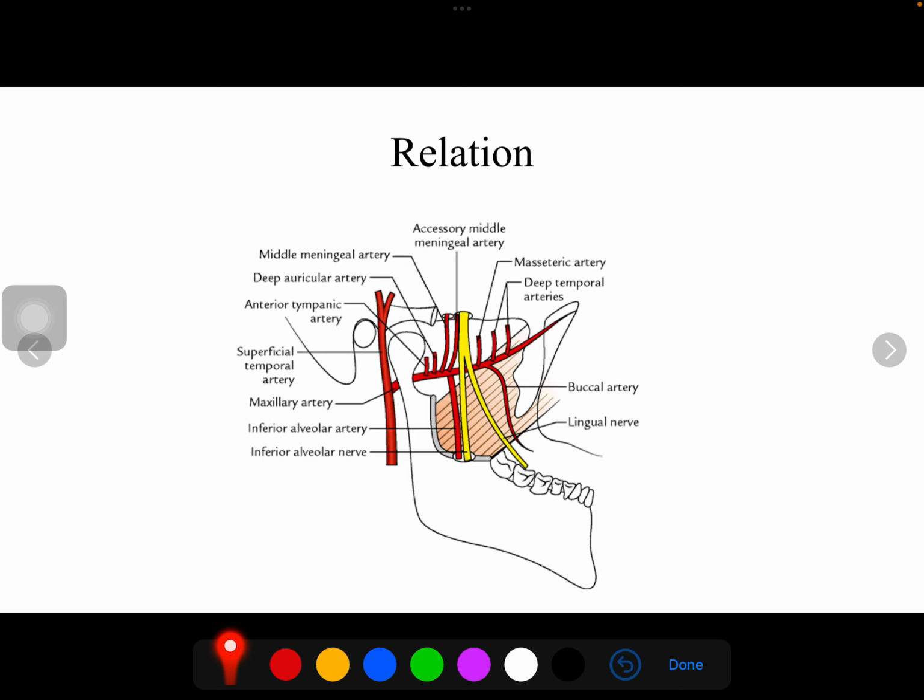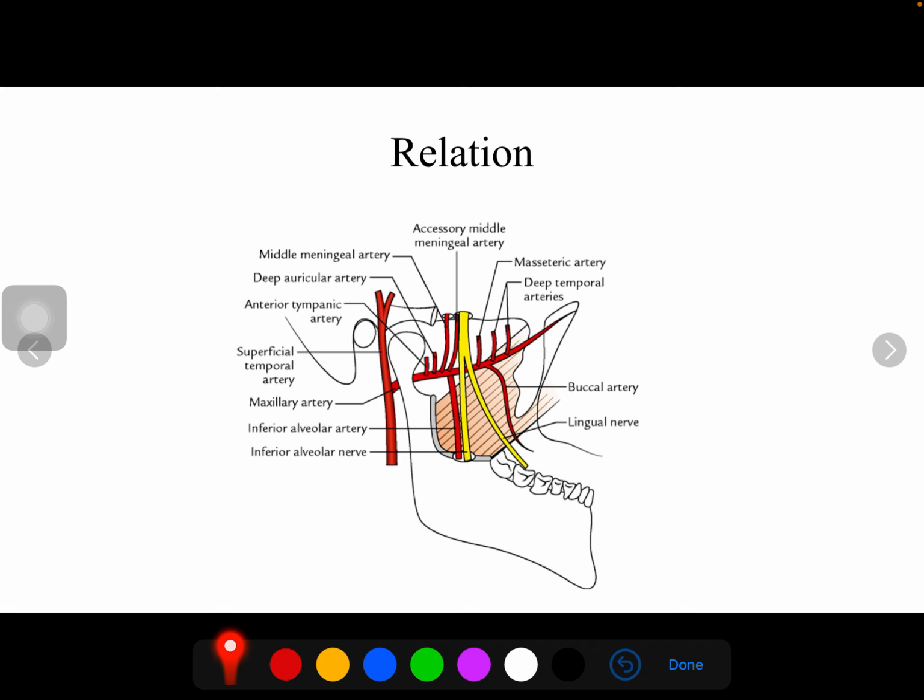The next one, relation. It has two relations, superficial and deep relation. The superficial surface of the medial pterygoid muscle is related by the lingual nerve, inferior alveolar nerve, inferior alveolar vessels. The deeper part of the medial pterygoid is related by the levator palatini and tensor palatini, superior constrictor, styloglossus and stylopharyngeus.